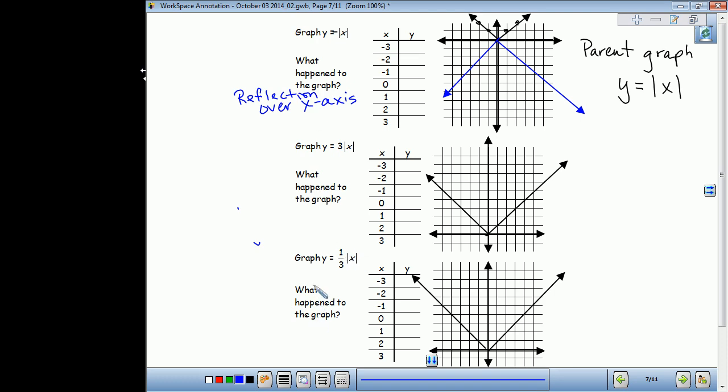Okay, the next two give us our vertical stretch and vertical compression. The first one is multiplied by a positive 3. What is that, guys? Vertical stretch. A stretch by a factor of 3. Good. It's a vertical stretch by a factor of 3.